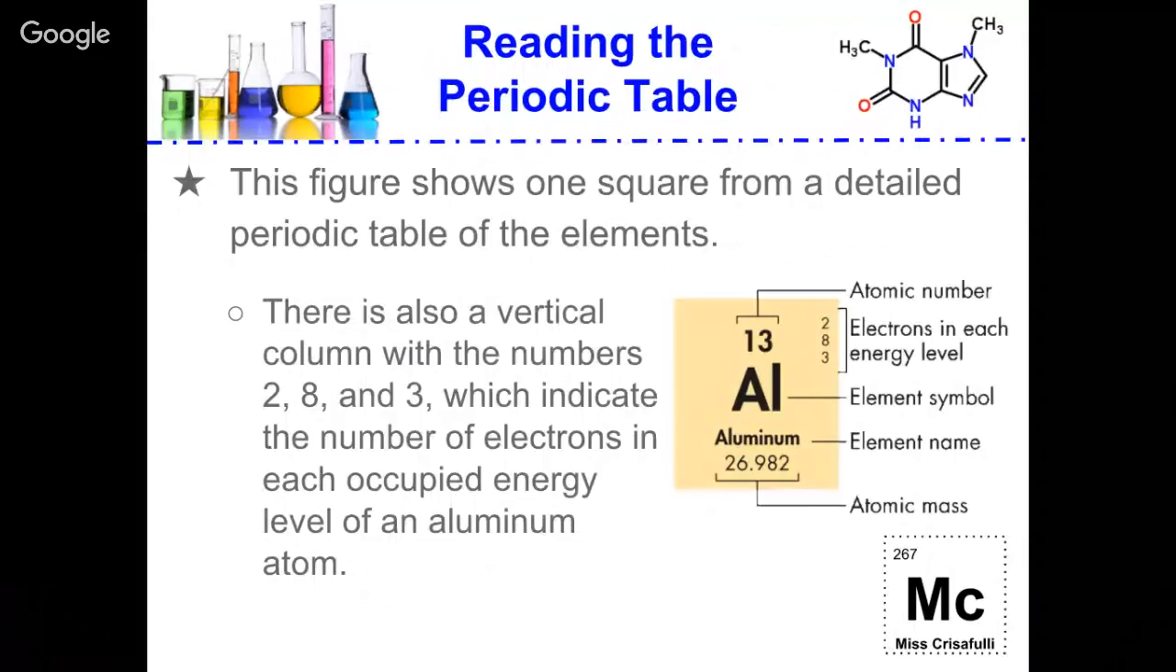There's also a vertical column with numbers 2, 8, and 3, and that indicates the number of electrons in each occupied energy level of an atom of aluminum. And we can break that down even further and say how many electrons are in each sub-level based on when we write the electron configuration for every element.